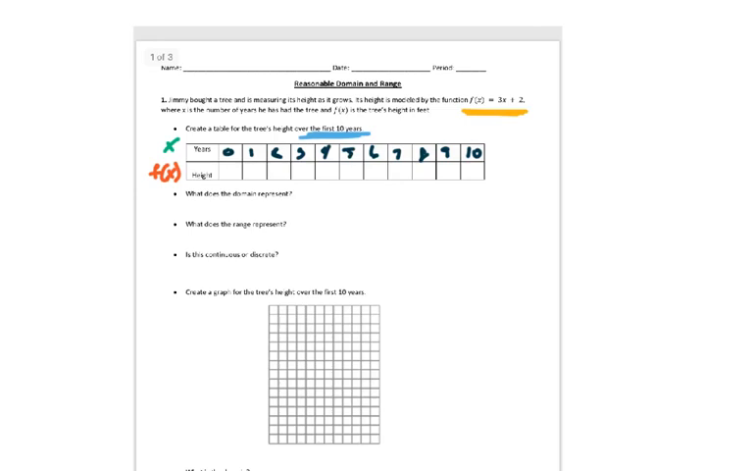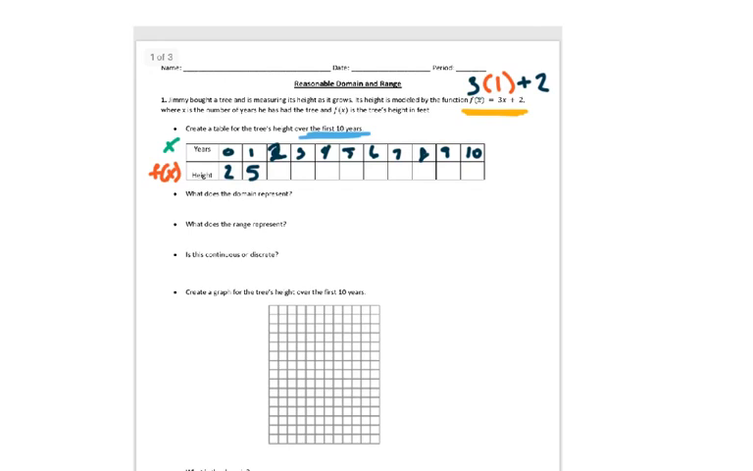So now to get the y value, I have to take this x and plug it into the equation for x. So 3 times 0 plus 2. 3 times 0 plus 2 is 2. And then I plug in the next number. 3 times 1, the next x value is a 1, plus 2. 3 times 1 is 3, plus 2 is 5. And then I continue.